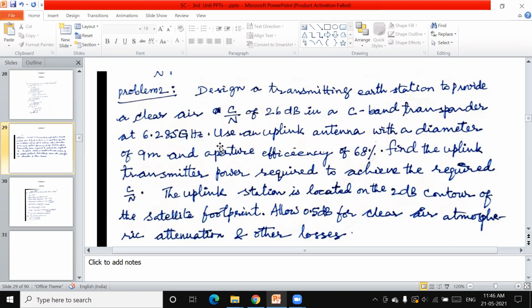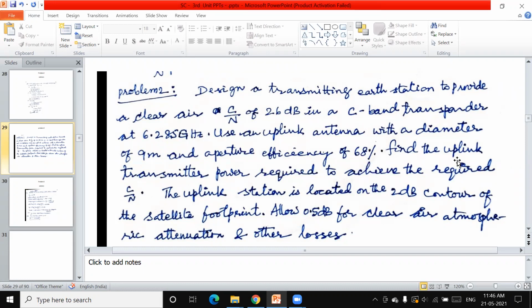Full stop. Now use an uplink antenna, because the transmitting earth station will definitely be the uplink one only. Use an uplink antenna with a diameter of 9 meters. Here it is the antenna diameter. This is nothing but the uplink antenna with a diameter of 9 meters and aperture efficiency of 68%. Antenna aperture efficiency eta A has been given.